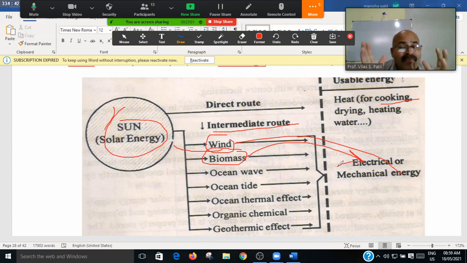One can create the flow of wind or steam, and that is incident on the turbine. Due to the rotation of the turbine, mechanical energy is produced, and again that mechanical energy is converted into electrical energy.